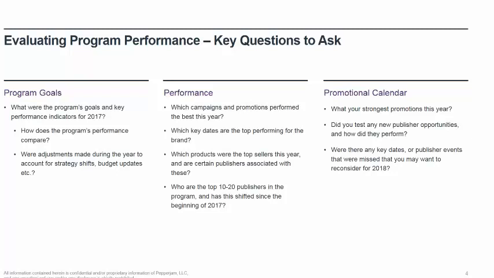So you'll also want to look at your promotional calendar. What were your strongest key dates or campaigns that you ran? And did you test anything with publishers? Maybe you ran a new placement with a publisher that you hadn't before. And then how successful was that? Is it something that you'd like to maybe reconsider in 2018 as well?